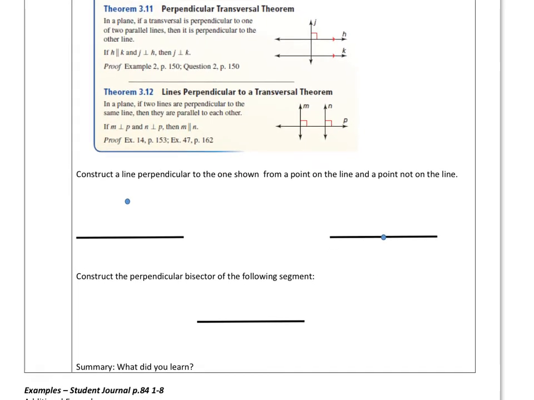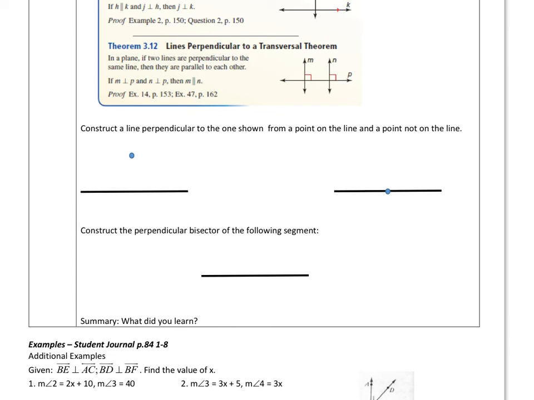Now, as far as these constructions, all of these constructions I have in a separate video. So I encourage you to check that out because it's easier for me to do it in the other software. So here I'm going to make a perpendicular line from a point not on the line. Here I'm going to make a perpendicular from the point on the line. And here I just am doing a perpendicular bisector. All right, so check out the video on the perpendiculars and it'll help you constructing these.